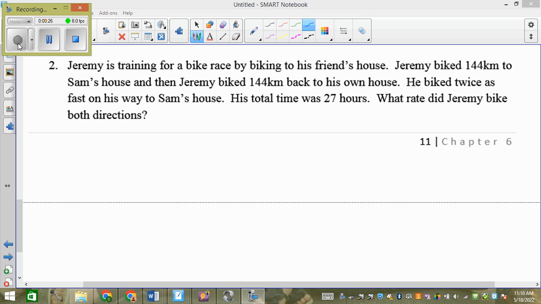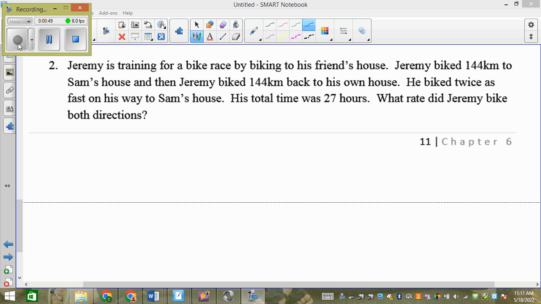He biked twice as fast on his way to Sam's house because he had energy. So he biked twice the speed. His total time is 27 hours. Okay, not the best sentence structure, but we'll deal with it.